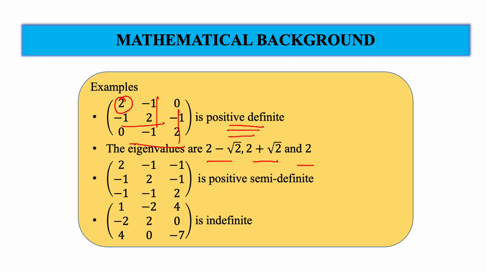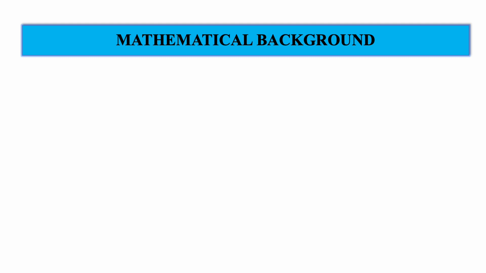Now you look at this matrix. There are 3 eigenvalues, and one of them is 0. This makes the matrix positive semi-definite, because the other 2 eigenvalues of the matrix are positive. Now here is another example where the matrix is indefinite. It has some positive eigenvalues and some negative eigenvalues.